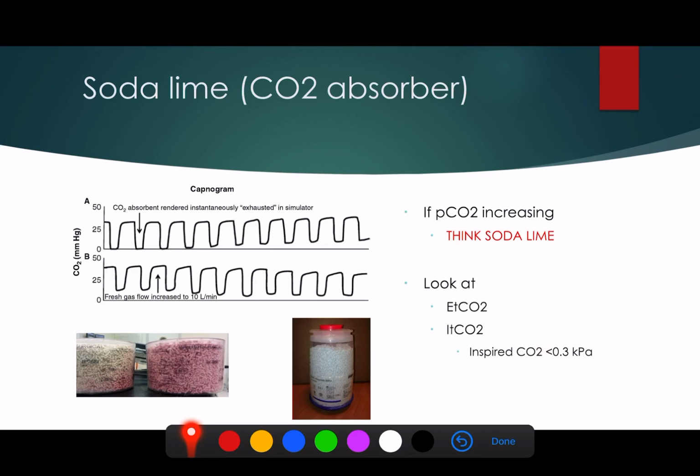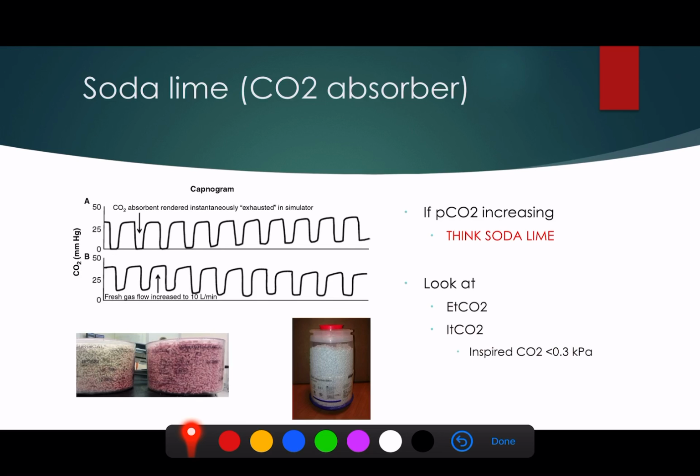If you are starting to get higher levels of end tidal CO2, you will find that your PCO2 is starting to go up as well. And if it does do that, then it's really worth changing that immediately, because you will otherwise get into problems. If you find that your inspired CO2 is going up, and there's a bit of a delay in trying to get the Sodalime changed, the other thing that you can do is flush out the system with each breath.